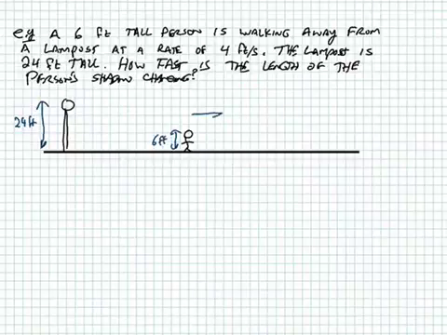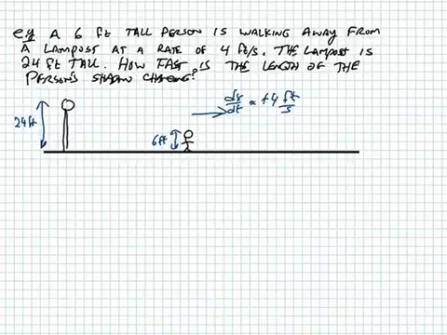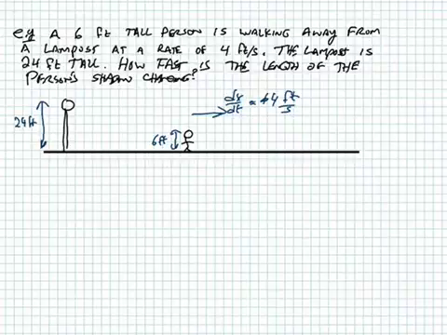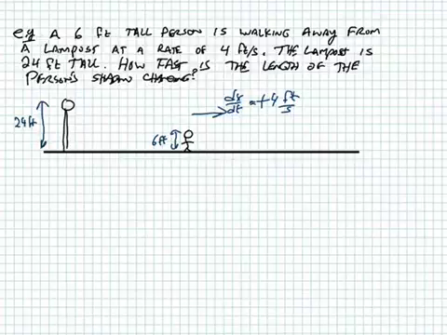And the person's moving away from the lamppost at a rate of dx/dt equal to plus 4 feet per second. Now, if the person were walking towards the lamppost, instead of a plus 4, it would be a minus 4. And the reason for that is I'm going to set my coordinate system the same way as I did before, where I've got y up and x is over.